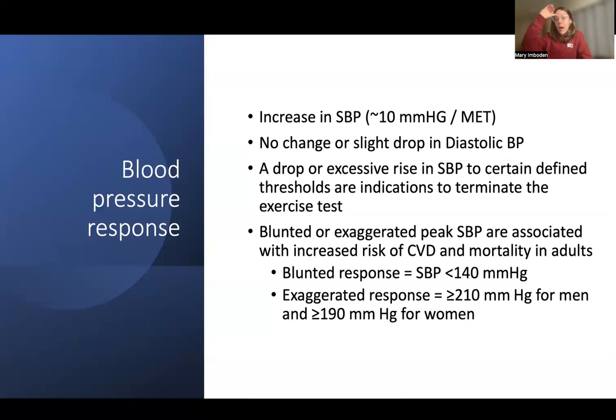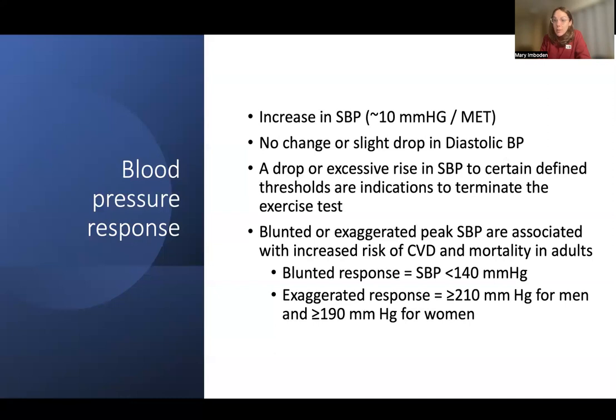When we see a drop or excessive rise in systolic blood pressure, more than this 10 millimeters of mercury, and getting really, really high, it could be an indication to stop the test. And actually ACSM notes that over 210 millimeters mercury is a contraindication to exercise testing. So we want to just be mindful of that and how high we're getting with the test. Whereas a blunted or exaggerated peak systolic blood pressure, that's also not good. It's actually associated with increased risk of cardiovascular disease and mortality in adults.